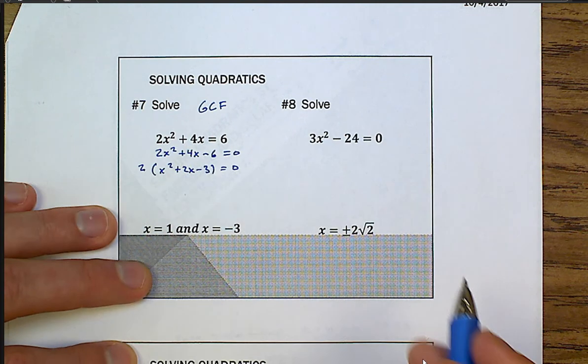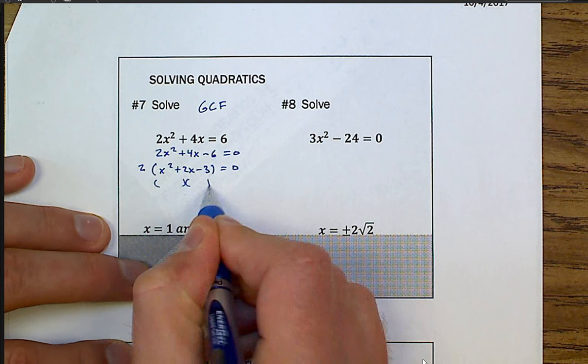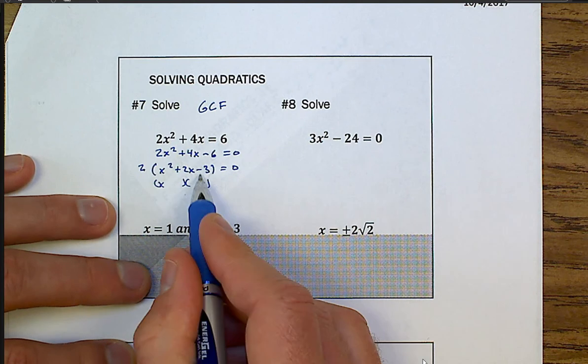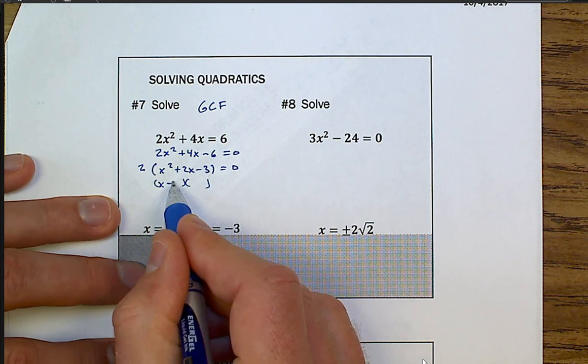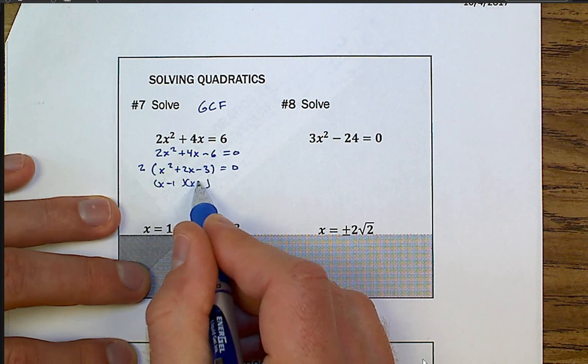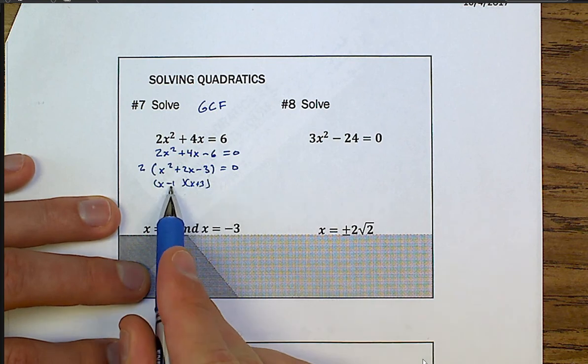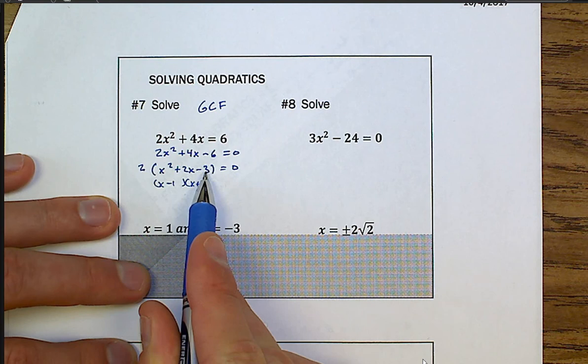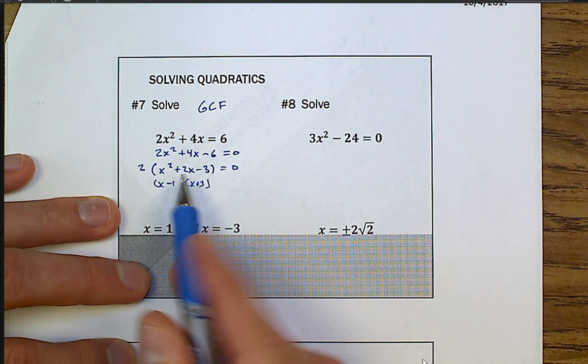And then I can factor this into an x. What two numbers multiply together give you negative 3 and add together, you get positive 2? That should be a positive 3 and a negative 1, right? 3 times negative 1 is negative 3. 3 minus 1 is 2. And this 2 stays out here.